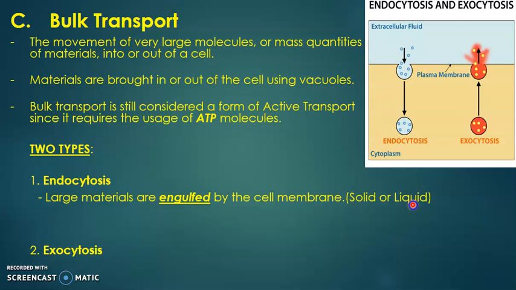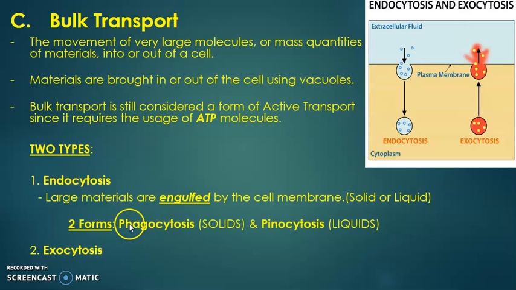All right, so if the cell is low on water inside, it may take a big, huge gulp of water to bring that in at once. That's going to require energy. So endocytosis really gets broken down into one of two forms. You have what's called either phagocytosis or pinocytosis.